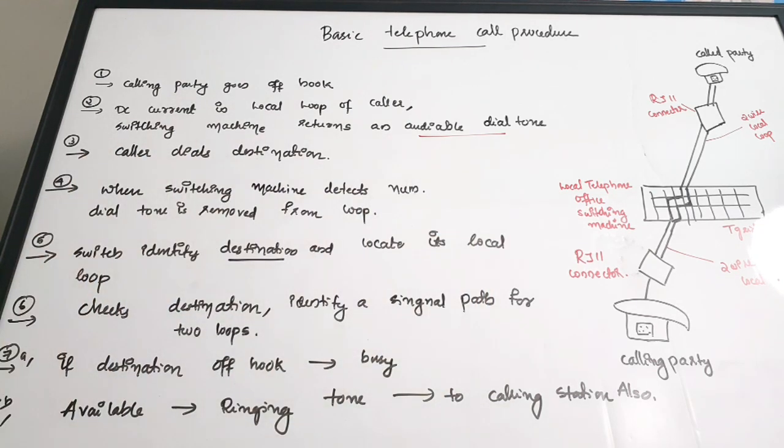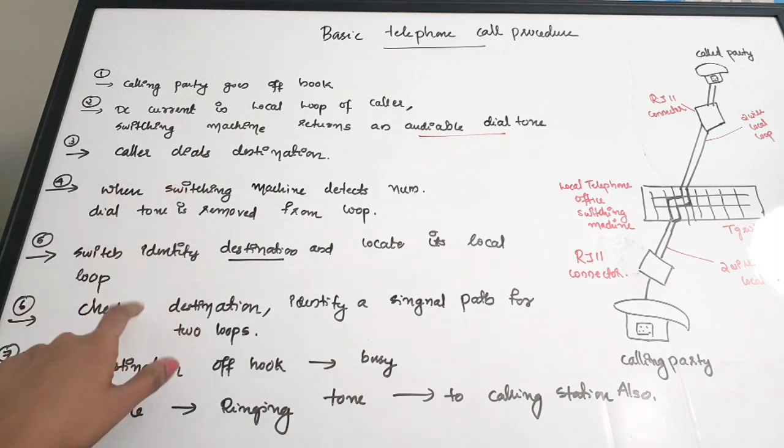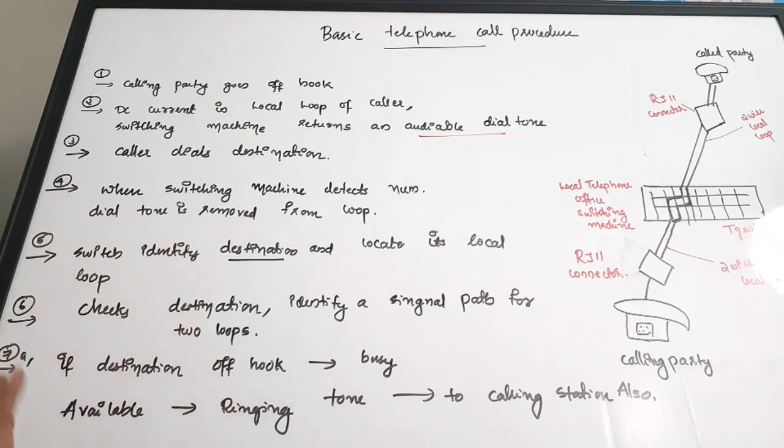And in the sixth step, it is checking whether there is a signal path for the two loops. That is, can these two parties, the calling party and the called party, have a signal path? It will check that in the sixth step. So before we actually hear the ringing tone, all these things are happening.